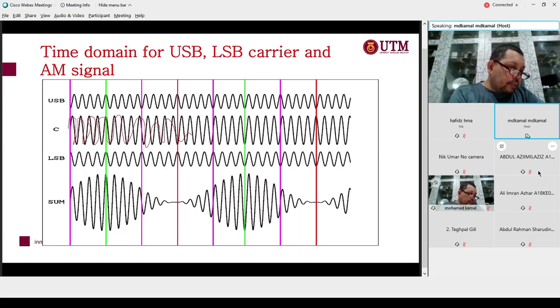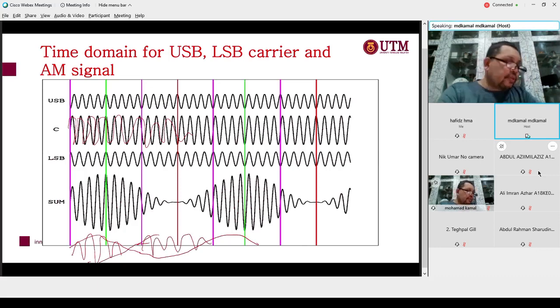Okay, there is another one, the double sideband. The double sideband should be crossover. So you have it like this. The signal will cross. You can refer to my notes from before.